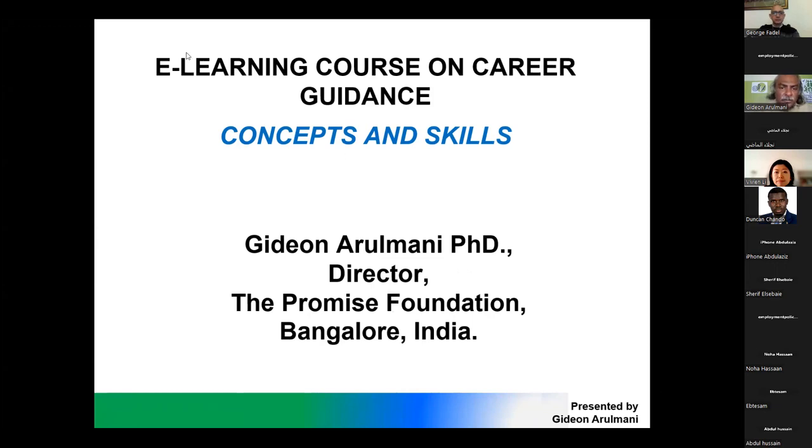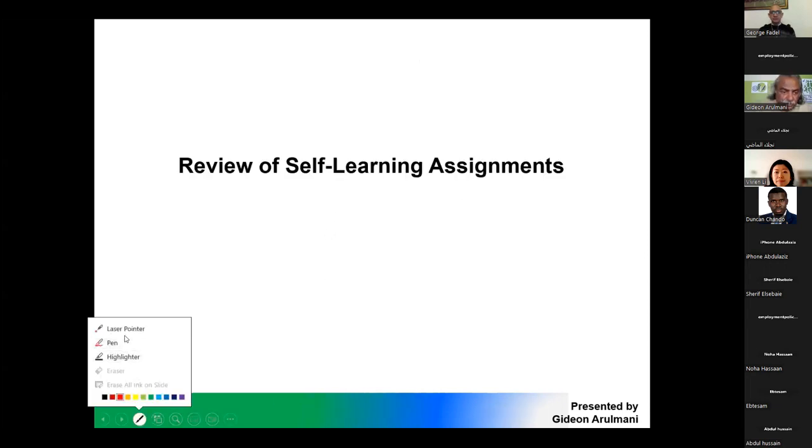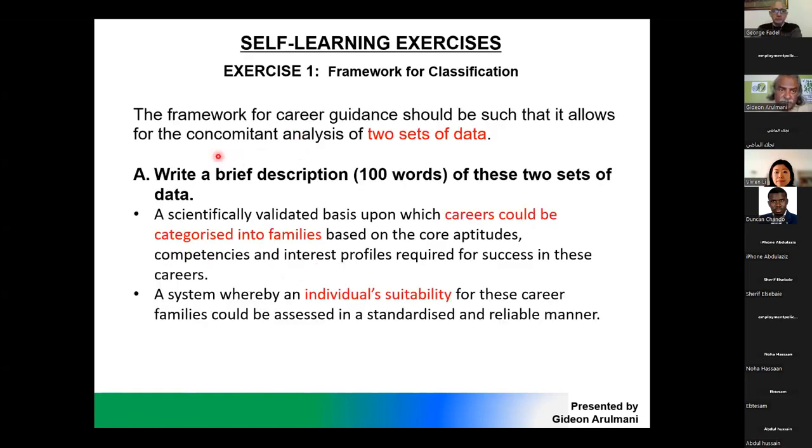Right, okay. So as usual, we are going to be looking back at yesterday's session, at some of the questions that I had set for you to think about, the points we discussed yesterday. The self-learning points. So the first question that I had was about the framework for managing career information and managing labor market information. I had made that distinction between the two, and this is a chance for us to really look back at those 2 ideas. So the answer here: the framework for career guidance should be such that it allows the concomitant, that means the simultaneous, analysis of 2 sets of information. And my question to you was to write a brief description of these 2 sets of information. What are they?